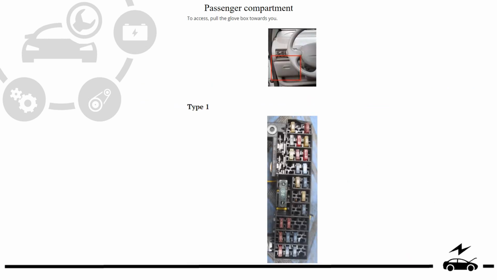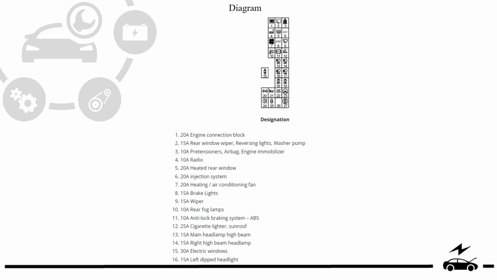Passenger compartment. Fuse box. Location. Type 1. Photo. Diagram. Designation.